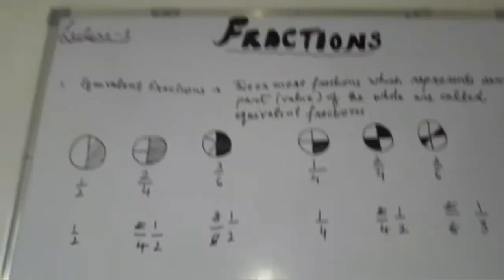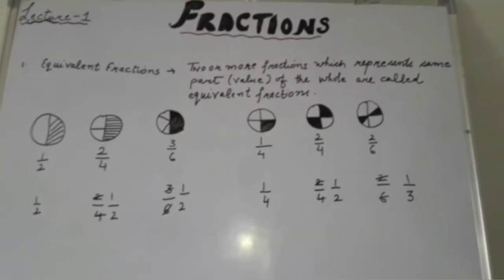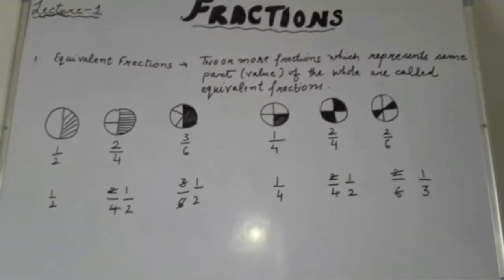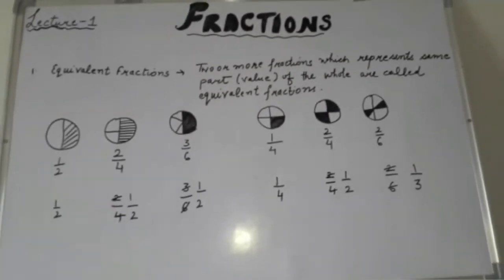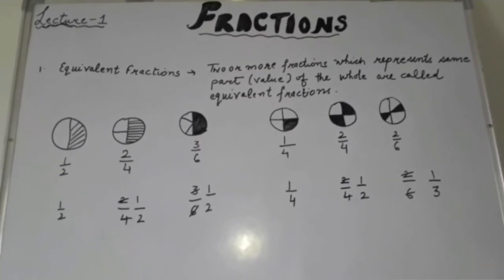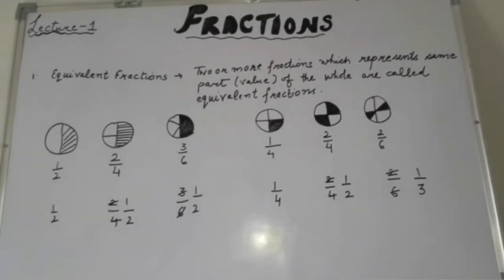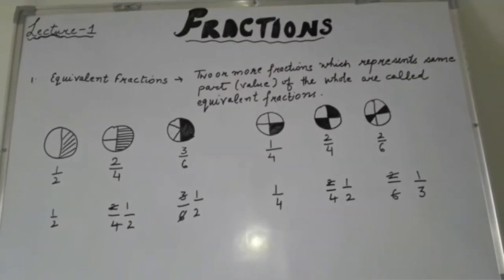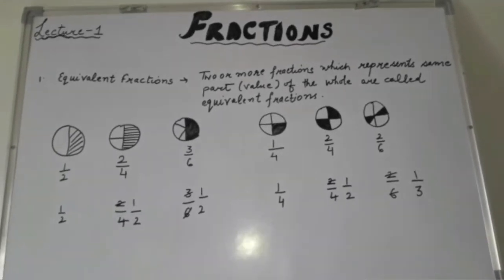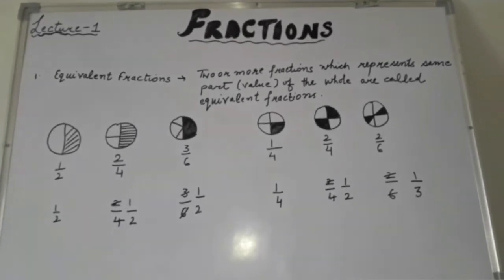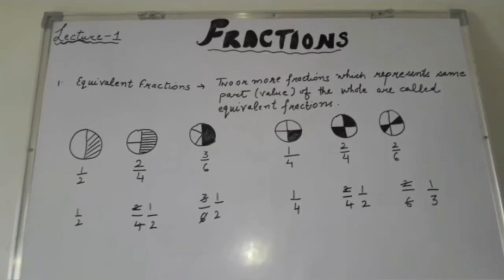Now let us take another example which I have shown on the right side of my board, in which it is showing the shaded portion as 1 by 4, 2 by 4 and 2 by 6. Now I want to show whether they are equivalent fractions or not. Now first fraction is 1 by 4 and second fraction is 2 by 4. Now 2 by 4 simplest fraction becomes 1 upon 2 and 2 by 6 simplest form becomes 1 by 3. Now 1 by 4 is 1 by 4, 2 by 4 becomes 1 by 2, 2 by 6 becomes 1 by 3.